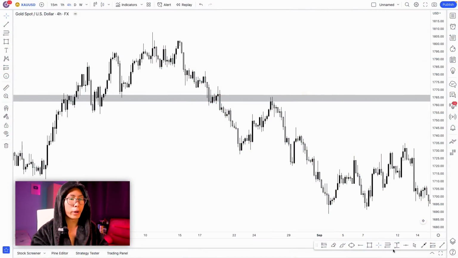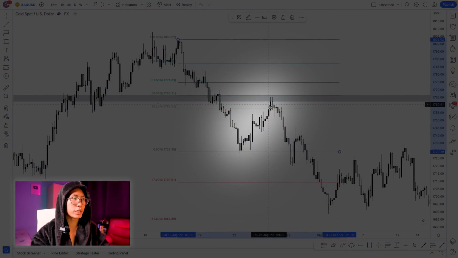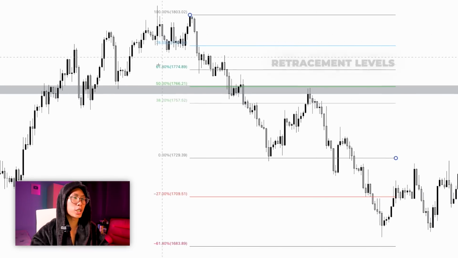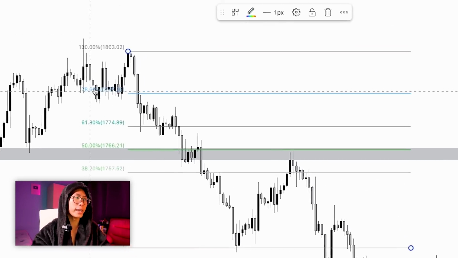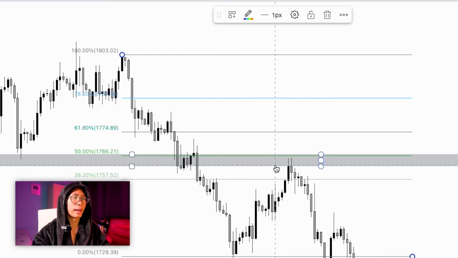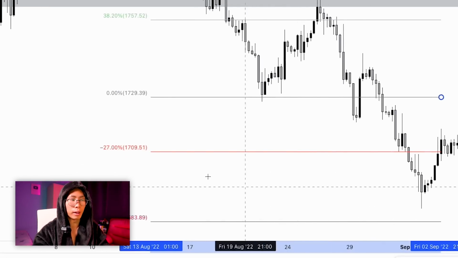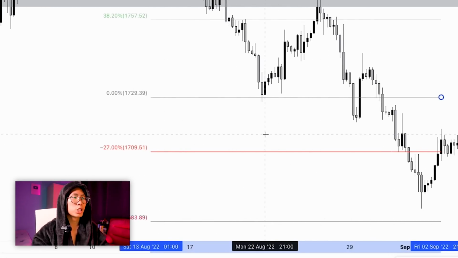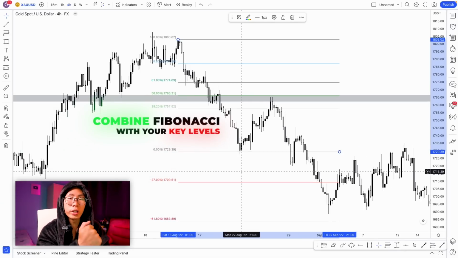But basically, when you draw your Fibonacci from point A to point B, before price starts retracing, you will see these are the retracement levels and these are the extension levels. Basically, price will retrace to one of these retracement levels, and then after the price is done retracing, it's going to go down to one of these extension levels. So in this case, my second hack for you will be to combine your Fibonacci with your key levels.